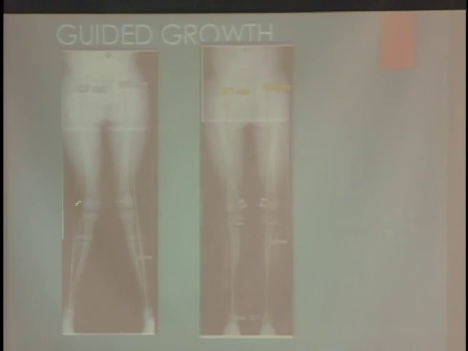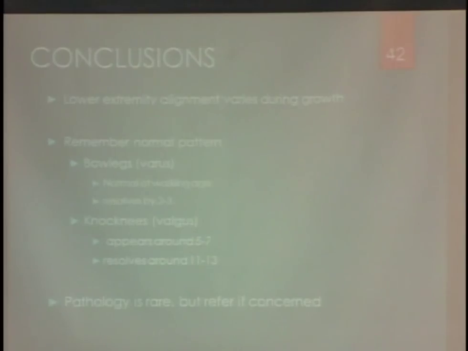Here's the mechanical axis. After treatment with some guided growth, you can see much improved mechanical axis actually back through the knee joint. And so we can monitor that every 4 to 5 months with x-rays.